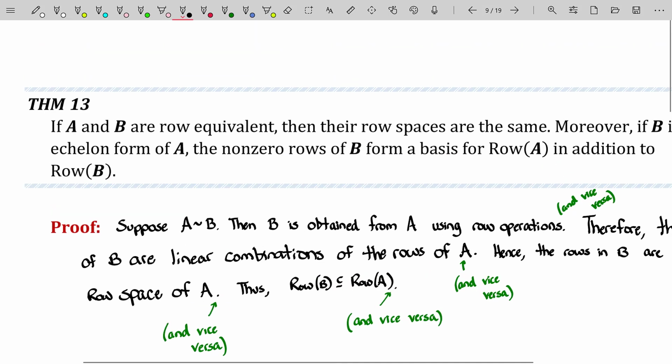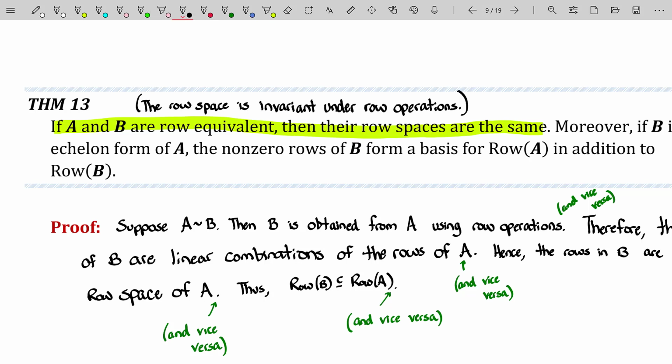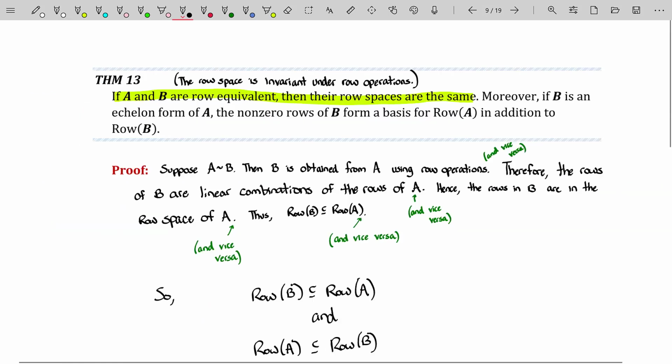By the way, this very first part of this theorem is stating that the row space is invariant under row operations. So you could do as many row operations as you want on the rows of a matrix. Its row space will never change. That's kind of nice to know.